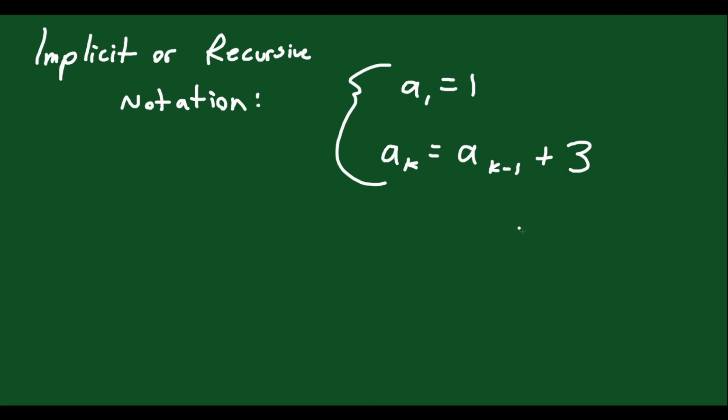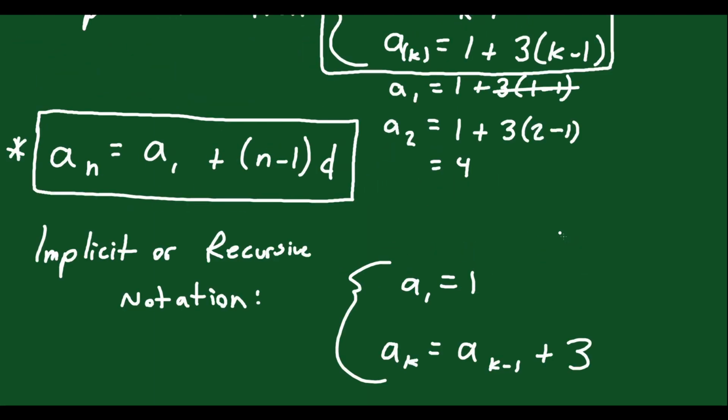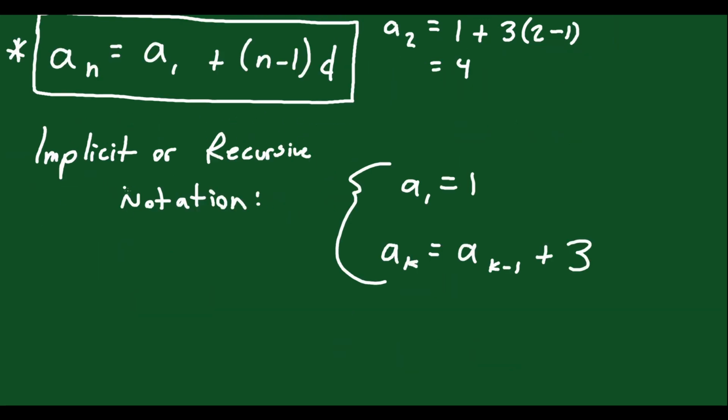Either using explicit notation or that formula that I gave you here, right? This is much more useful because it allows you to find any term in the sequence without knowing the terms that are right before it. So I would recommend memorizing this formula, but implicit or the recursive notation is also good to know.